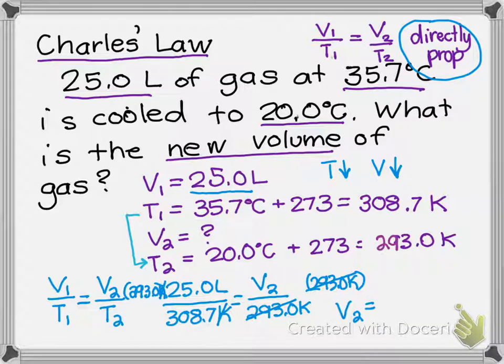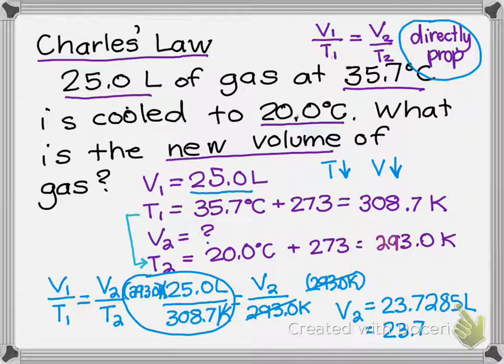is going to equal, looking at this side of the equation to figure out what to plug in, 293 times 25 in my numerator, and then I'm going to divide that by 308.7. And I get 23.7285. This would be in liters because my Kelvin canceled. Looking back at what I was given, 3 significant figures seems appropriate. So I'd have 23.7 liters.